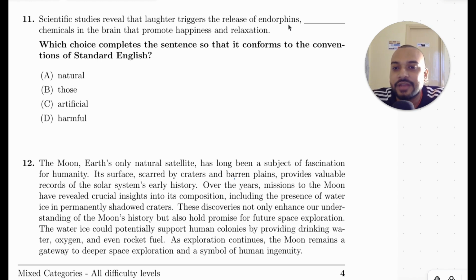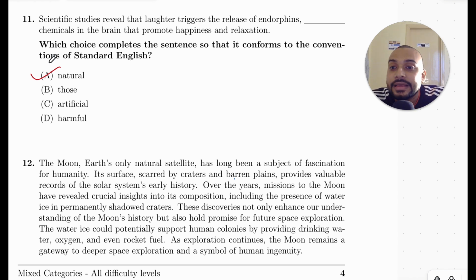So option A, natural. Okay, scientific studies reveal that laughter triggers the release of endorphins, natural chemicals in the brain that promote happiness and relaxation. Yep, looks correct, grammatically as well as logically. So mostly this one should be the correct option, but let's see.